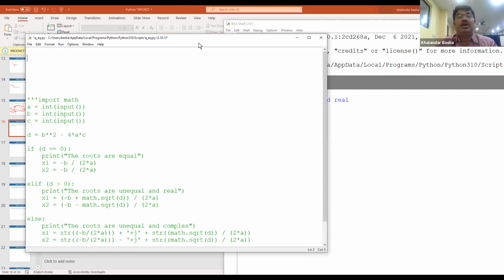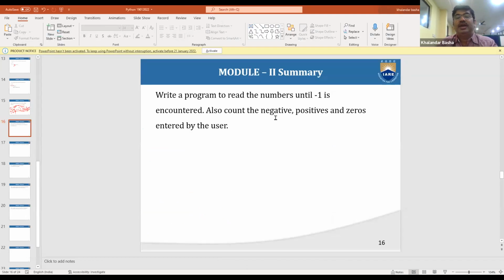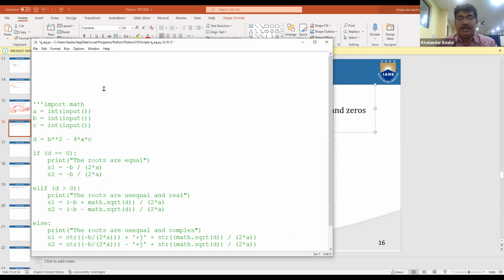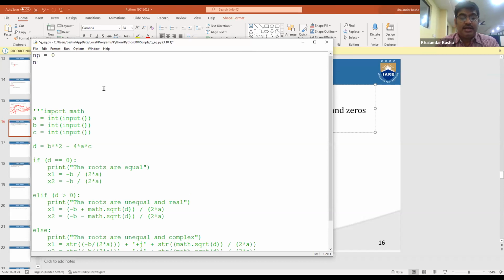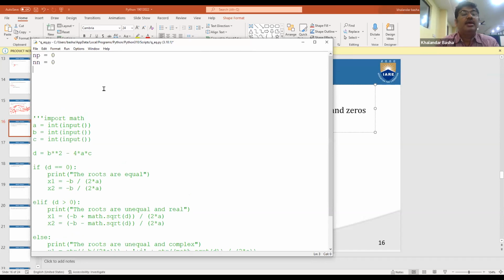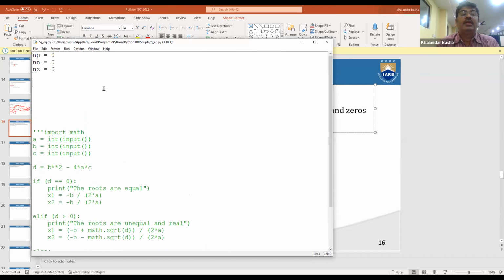In total, we have to count negative numbers, positive numbers, and zeros. This part we have done earlier. The only addition is checking the condition until the input is -1. So how to handle this? First we will declare three counters, for positive numbers, negative numbers, and zeros.